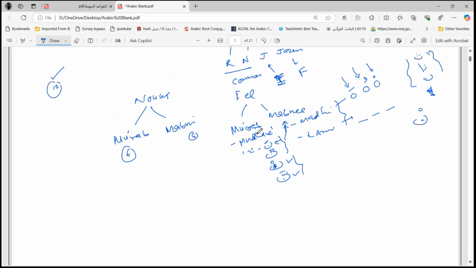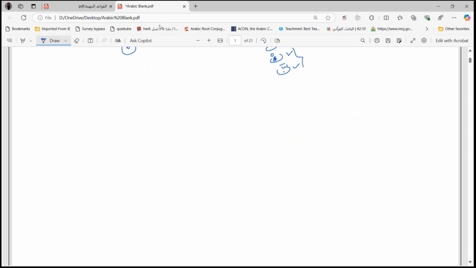But otherwise, fail mudare normally is mu'arab. If it is mu'arab, it will take i'rab. Okay, so after having studied this, the next question is how to identify the i'rab, rafa, nasab, jar in ism.